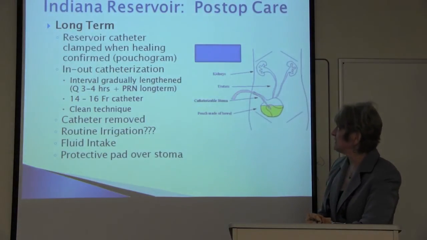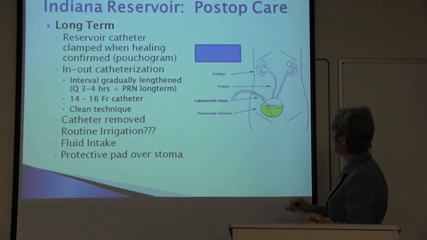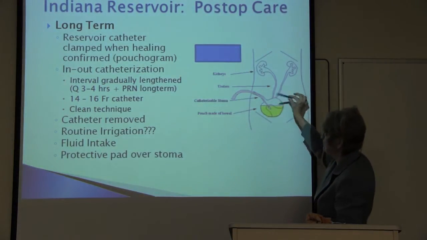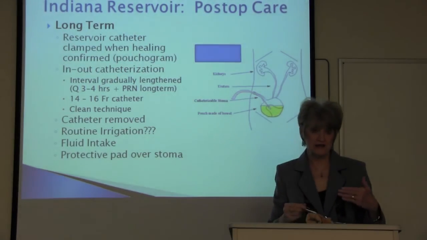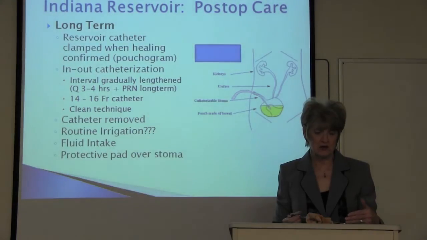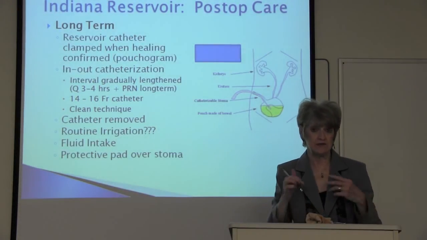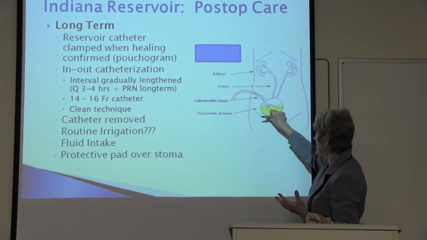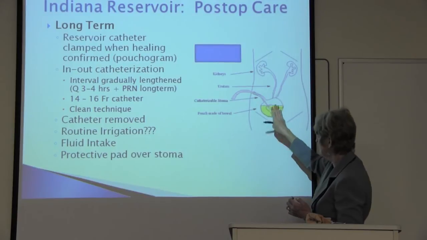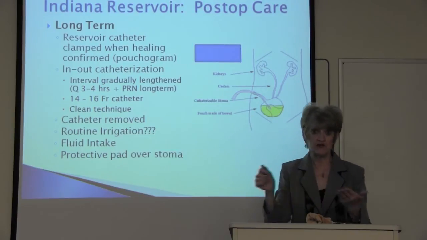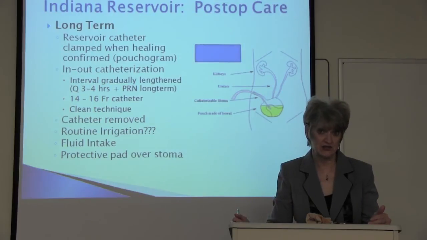Okay, long-term management of an Indiana reservoir. So remember that the reservoir catheter is placed through an abdominal stab wound. They do the pouchogram to determine: has the reservoir healed, and is there any leakage? So they put the dye in, allow the reservoir to distend, make sure that there's no leakage of contrast. Okay, reservoir is healed. We're ready to teach the patient in and out catheterization.